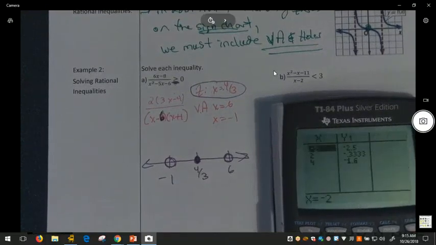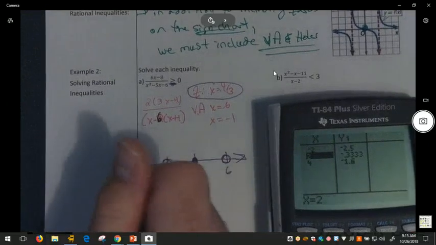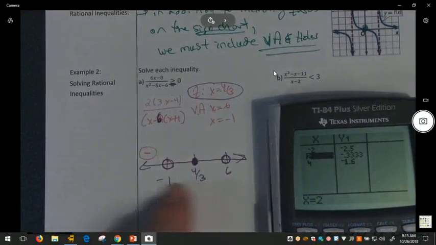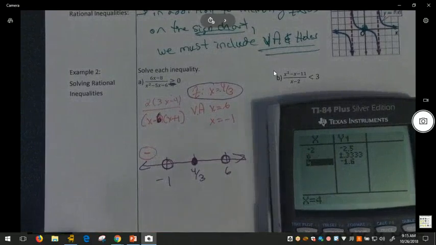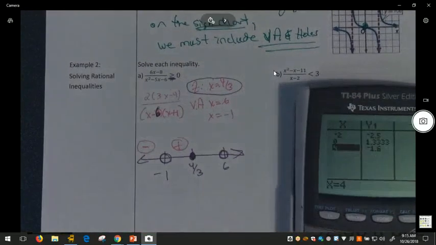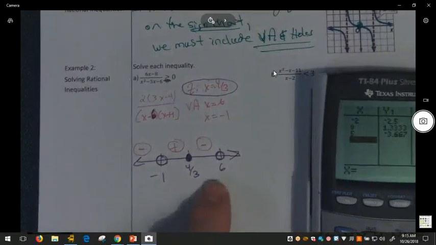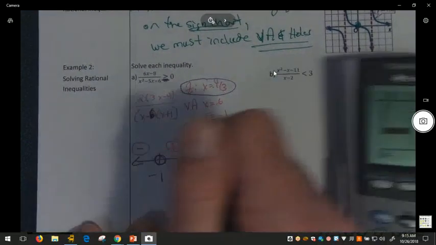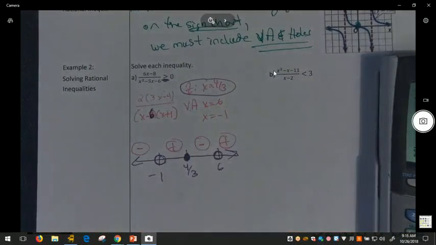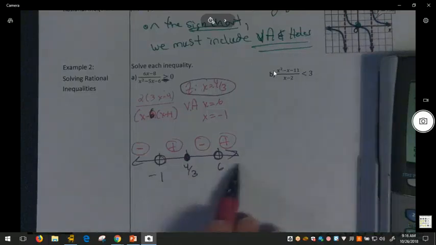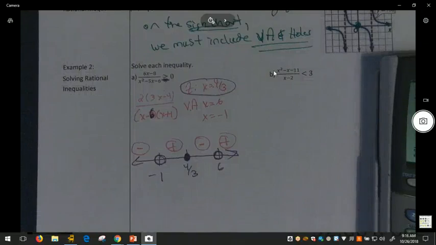And so I go to my table and I put in -2 and I get a negative output. And I go between -1 and 1.5, so I'm going to do 0 and I get a positive output. And I go between 4/3 and 6 and get a negative output. I go to the right of 6 and get a positive output. Once again, you cannot trust that your signs will always alternate. You need to check between every asymptote, every hole, and every 0 on both sides of them to make sure you get an accurate sign chart before you write your answer.